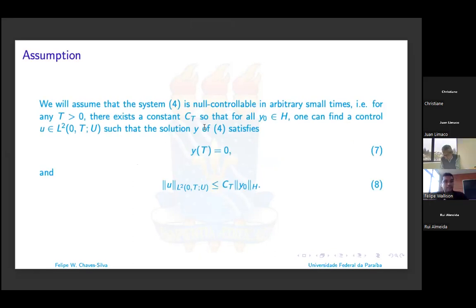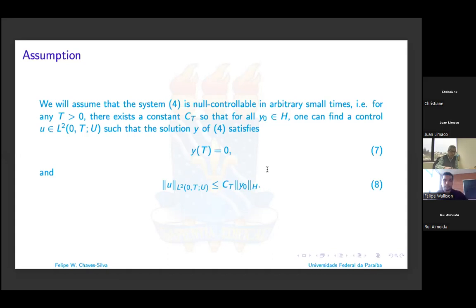Then indeed, translating this into the abstract framework, we assume that the system is not controllable in arbitrary small times, which is, as I said, quite natural. That's to say that for any t positive, you can find a control that drives the solution to zero, and the control is continuous with respect to initial data. This is the assumption. As I said, very natural, nothing strange here, so don't worry, okay? It's natural to assume this, otherwise, to study what we are trying to do would be impossible.